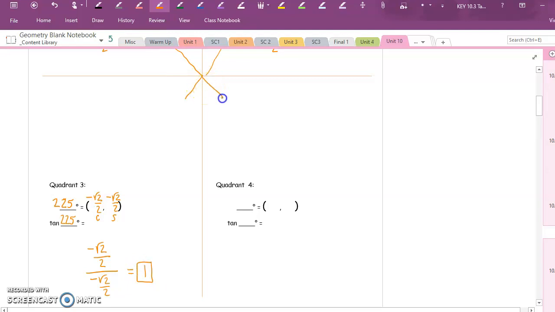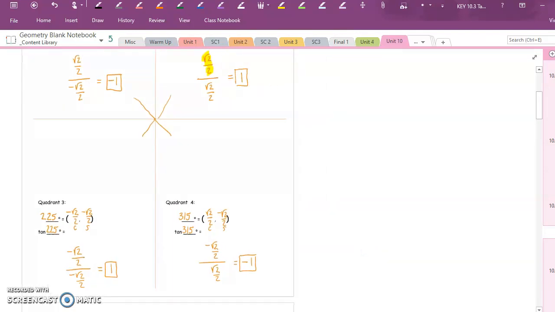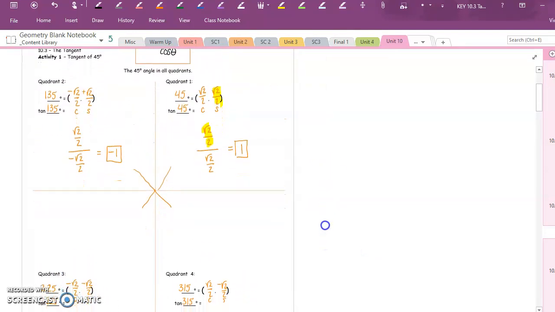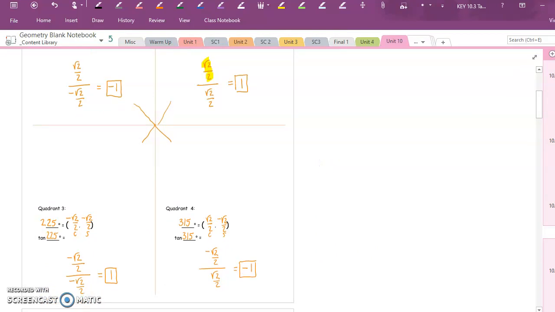And last but not least, in quadrant 4, in between 270 and 360, my degree that ends in a 5 is 315 degrees. So we have positive root 2 over 2 comma negative root 2 over 2. So tangent of 315 degrees goes cosine comma sine, and you're going to put your sine on top. So we have negative square root 2 over 2 divided by root 2 over 2. Negative divided by a positive is a negative number. They're the same, so we get negative 1. So for tangent of 45 degrees, we get either 1 or negative 1.